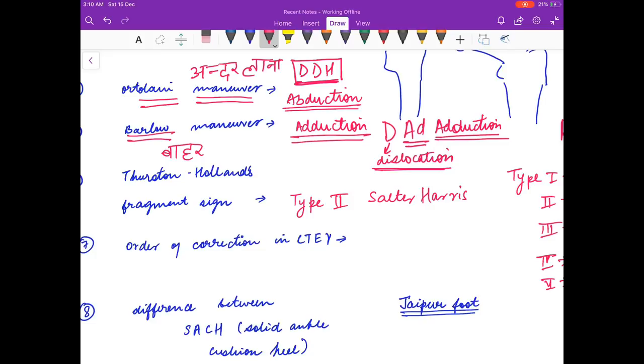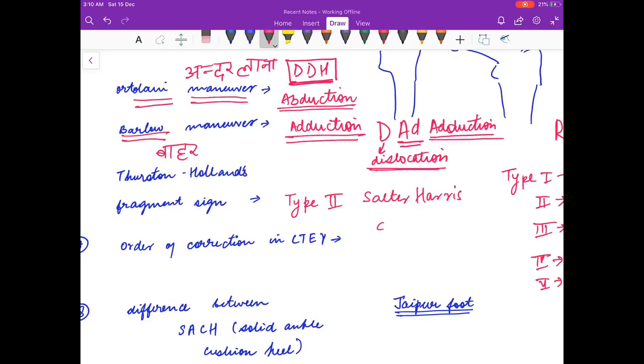What is the order of correction in CTEV? It is cavus, then adduction, then varus deformity, then equinus deformity.